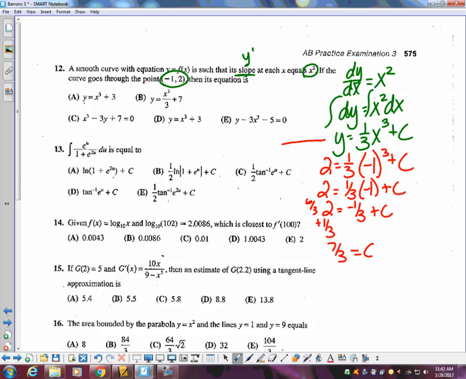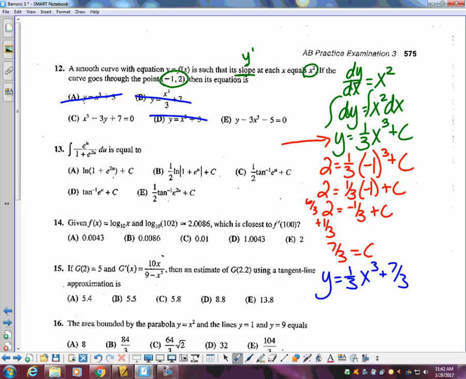Okay, so if I go back here, I have y equals 1/3 x cubed plus 7/3. Okay, so it's not A, really close to being B, but it's not. Okay, now if I look at C and D, well, D is solved for y. No, not D. So now if I look at C and E, those are the two I have left.